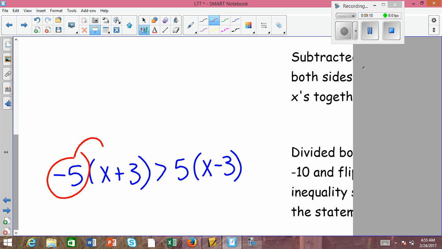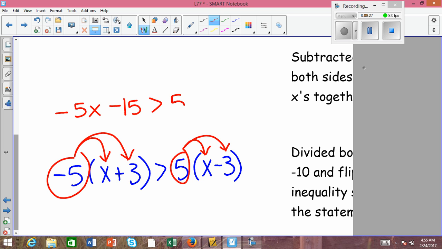So here we could have distributed our negative 5 into both parts here, and we could have distributed our 5 into both parts here. So we end up with negative 5x. Remember to distribute that negative, minus 15, which is greater than 5x minus 15. So when we did this step, we have now gotten our 5's distributed.